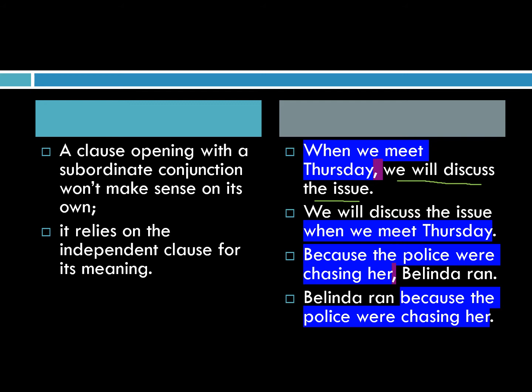I know that you've probably been told that you can't start a sentence with the word because, but you can. You just need to make sure that you add a comma, not a period, and have an independent clause following it. So, Belinda ran because the police were chasing her. It can also be, because the police were chasing her, comma, Belinda ran. Belinda ran is an independent clause. It's a sentence. It has a subject, Belinda, and it has a predicate, ran, or a verb.